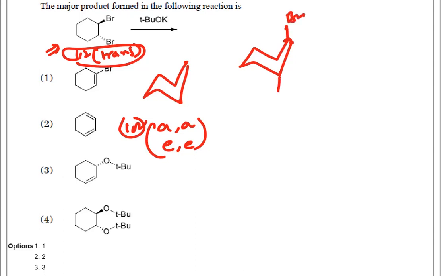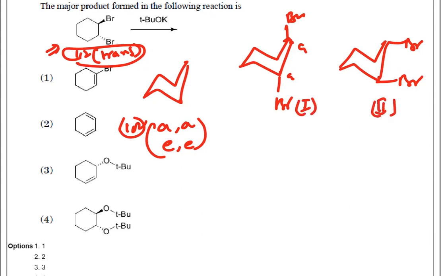One is axial, okay, and another one is equatorial. Okay, right. And here I'm asking you a question, that is, which conformation is stable, first one or second one? Try to answer. Okay, right.